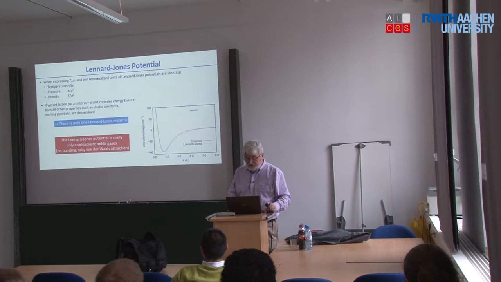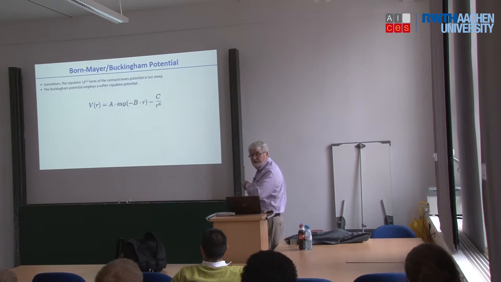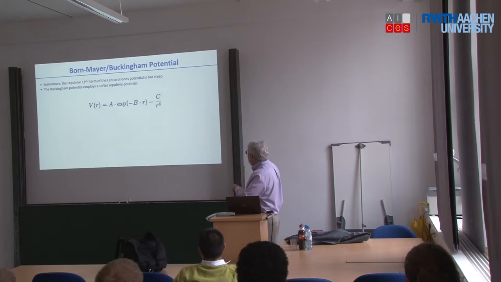As I say, it has been used extensively for metals as well in the older literature. So here's another one that you'll come across, the Born-Mayer-Buckingham potential. Here's our 1 upon r to the 6 term. This is the van der Waals term again. But in this case now, the repulsion, instead of being the power law, is just an exponential repulsion. This is a common form that's used in simulation of ionic materials.